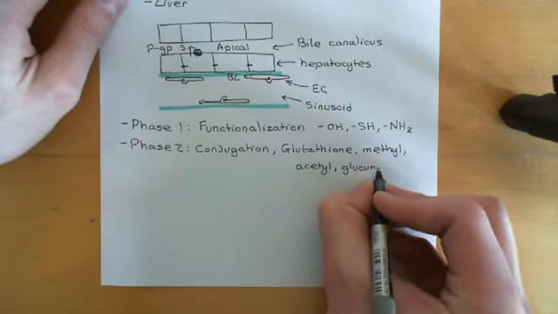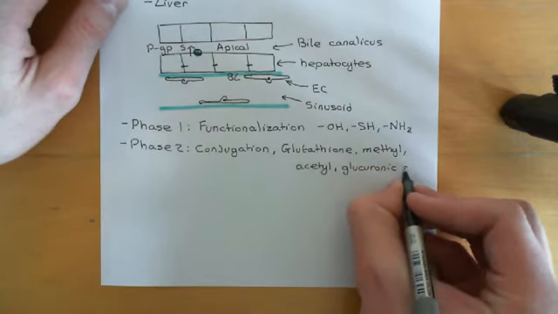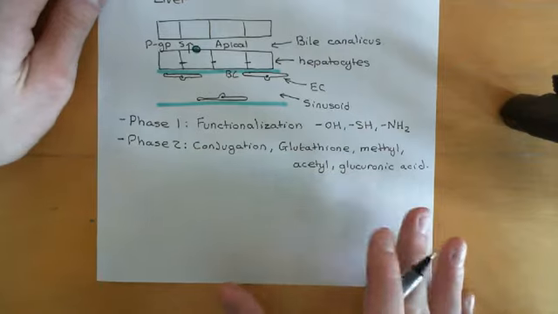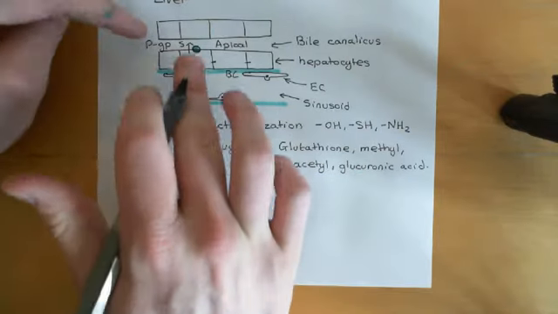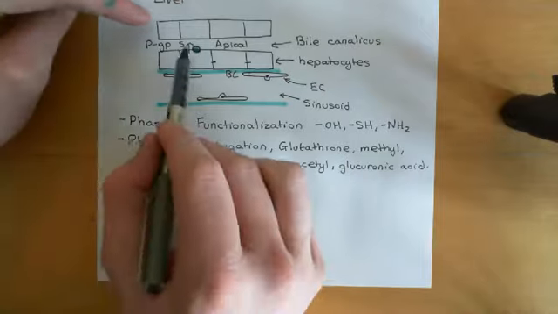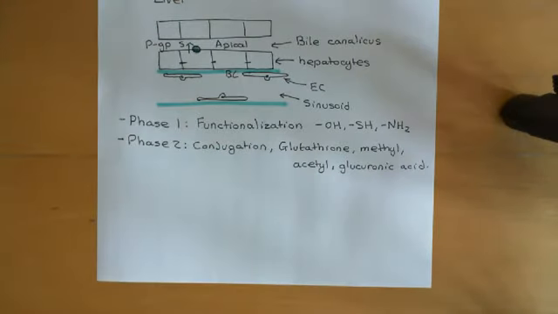Glucuronic acid. Adding these groups on then makes the molecule more hydrophobic, and then what can happen is that new conjugated drug molecule can be excreted by P-glycoprotein into the bile, and therefore it can be excreted from the body by the liver. So that's the role of P-glycoprotein in the excretion of drug molecules by the liver.